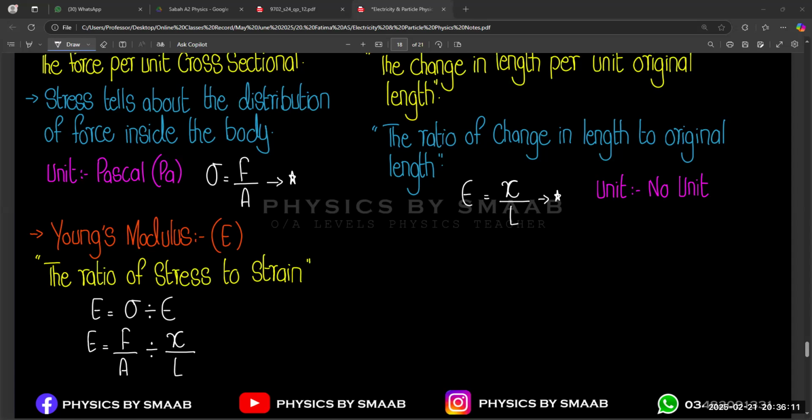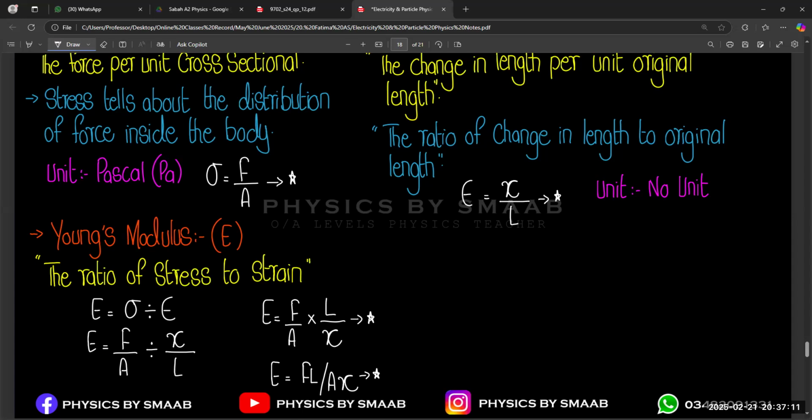And if we combine them for the final formula, so F over A divided by x over L. Because there is a division between these two quantities, F over A over x over L, when we reciprocate the value, it will be equal to E is equal to F over A multiplied by L over x. So this is the final formula that we derive for the Young modulus.